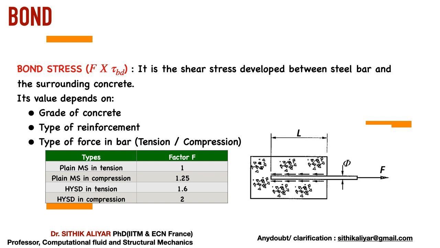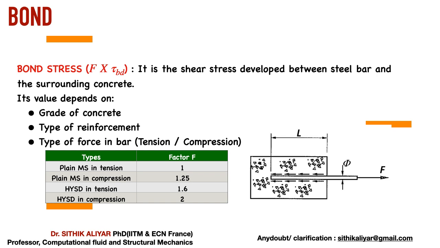So you see these types of bars here. The value of bond stress is a function of fck, and it is a function of the type of reinforcement I just told you, and the type of force, whether you are applying tension or compression, and how much force you are applying here. So if you are using a plain MS steel bar and your bar is under tension, you can directly use the tau BD. You can see what I have discussed here, the bond stress formula, factor F into tau BD. Tau BD is a bond stress which mostly they will give you in a question, or give you a formula. So you just have to multiply by that F value.